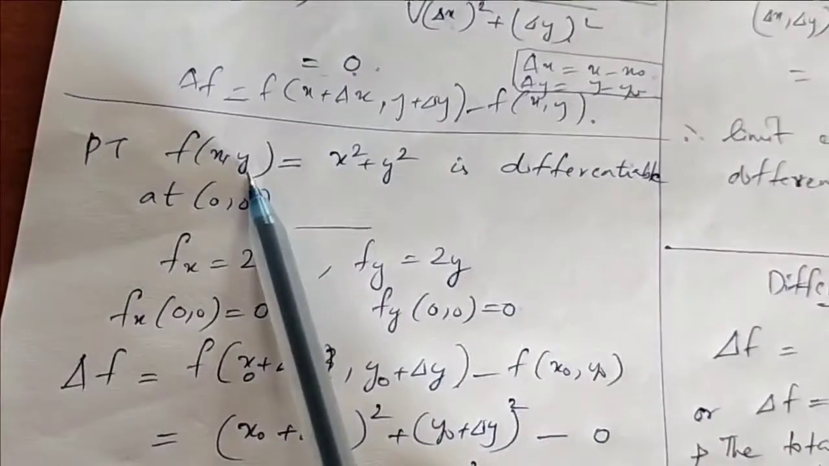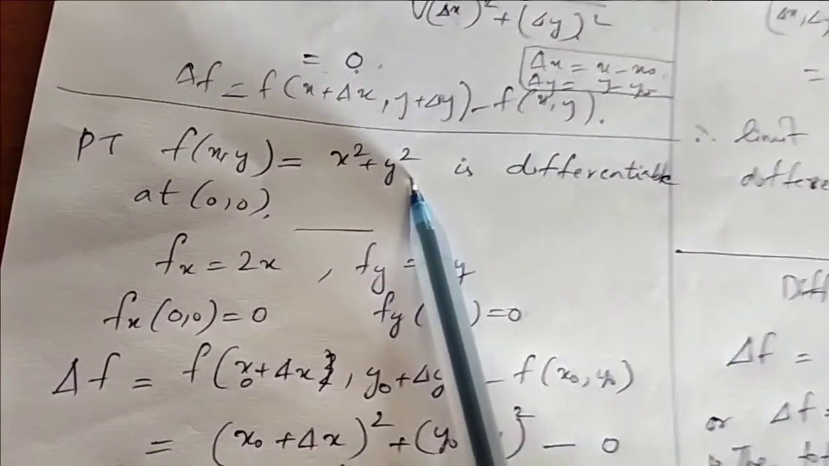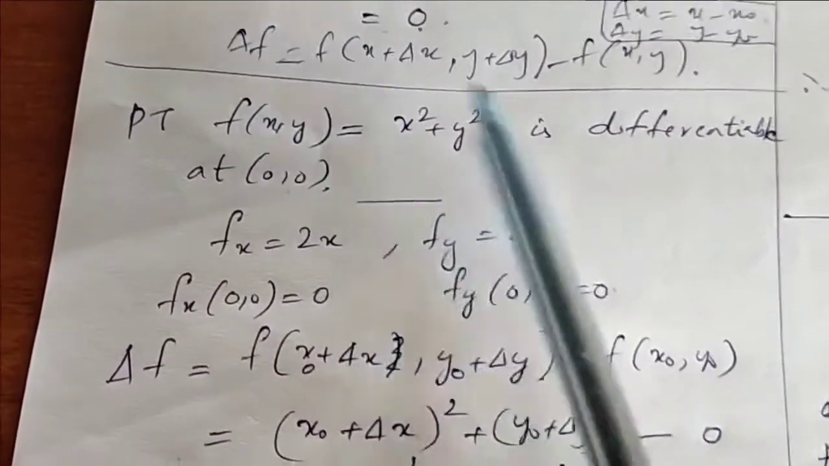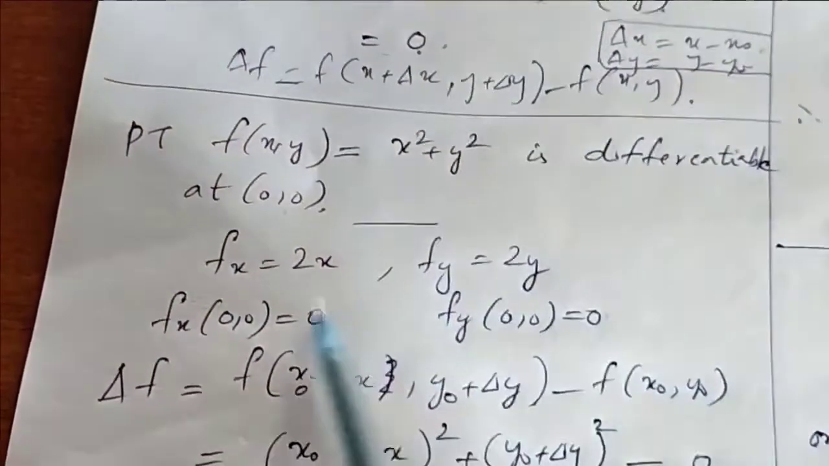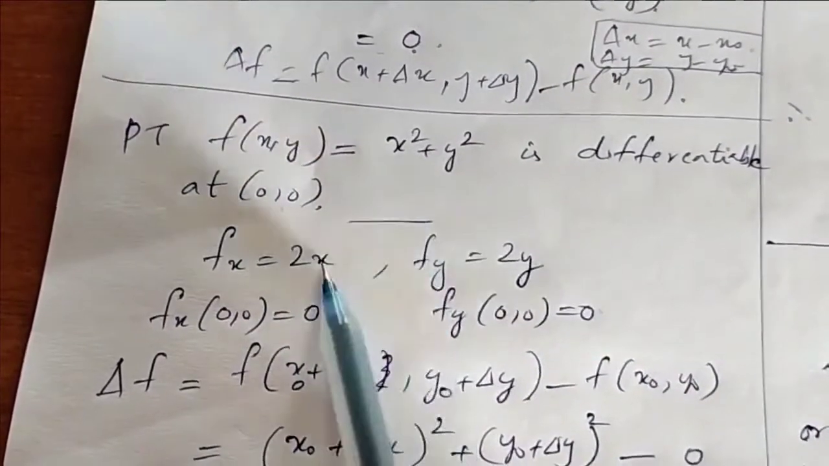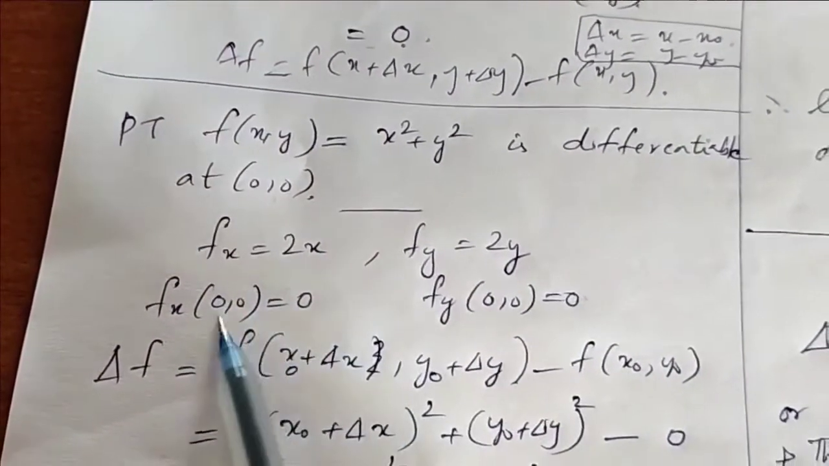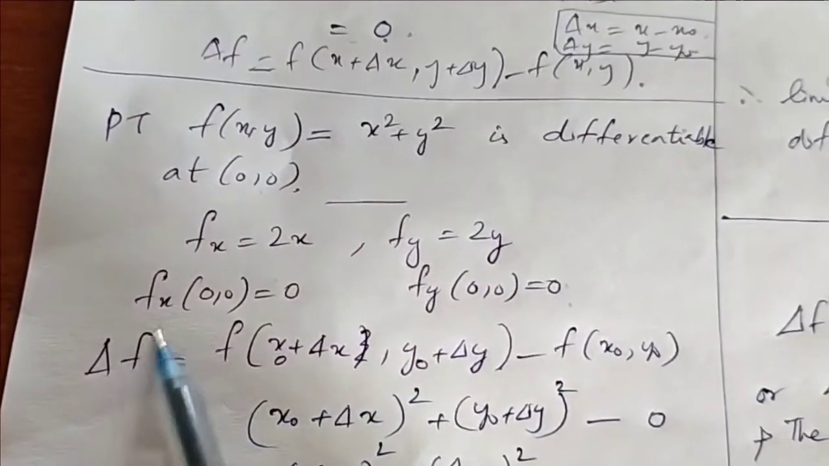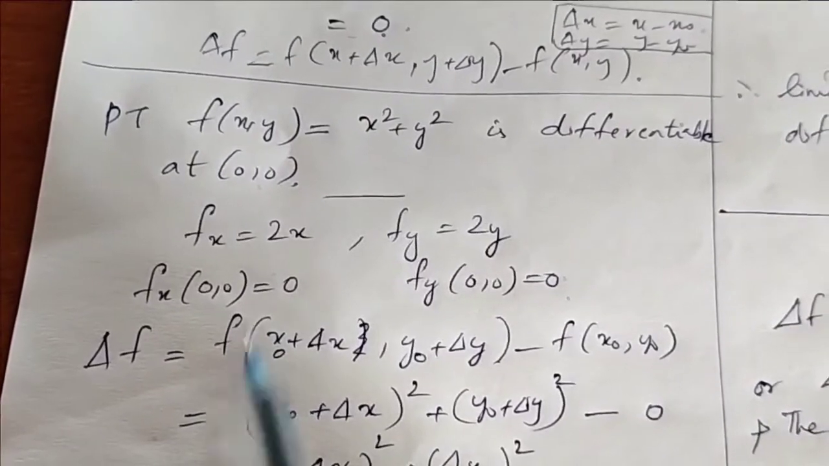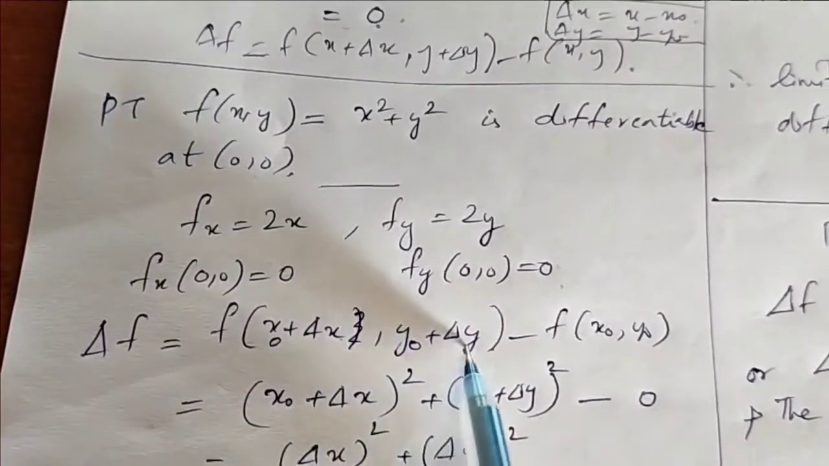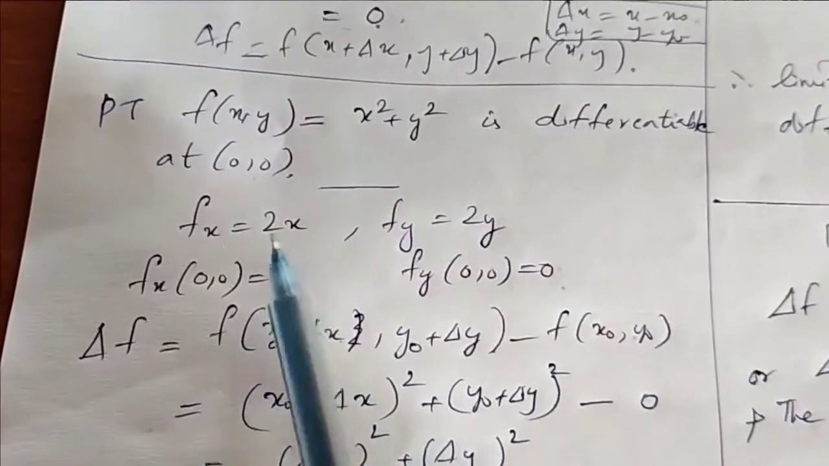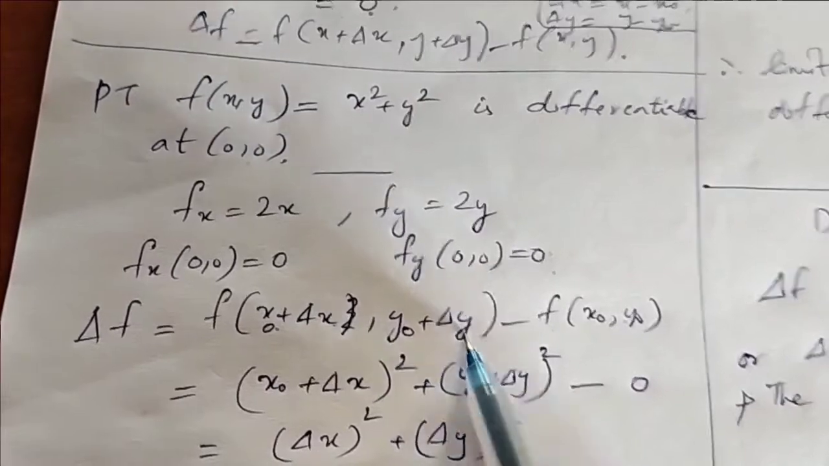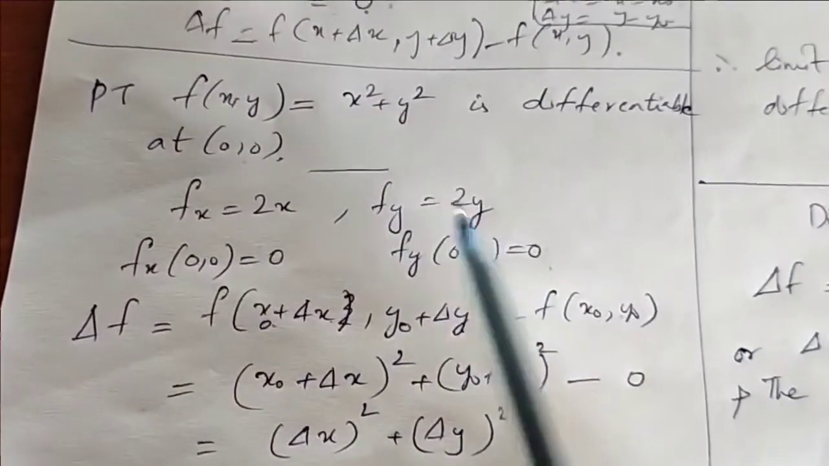For example, f(x, y) = x² + y². Prove that this is differentiable at (0, 0). For this we have to substitute in the formula. fx, ∂f/∂x, is 2x, ∂f/∂y is 2y, and the value at (0, 0) is 0, so fy at (0, 0) is 0. And what is Δf? Δf is f(x + Δx, y + Δy) minus f(x, y), and the point is given as (0, 0), so f(x₀ + Δx, y₀ + Δy) minus f(x₀, y₀), where (x₀, y₀) is (0, 0).